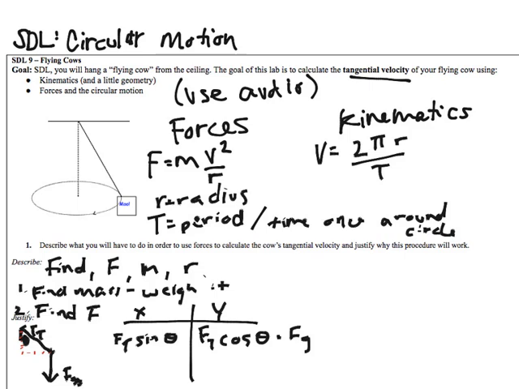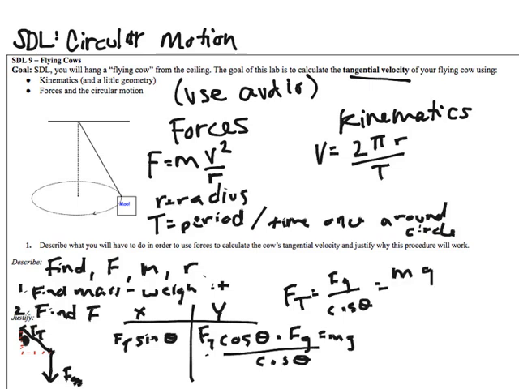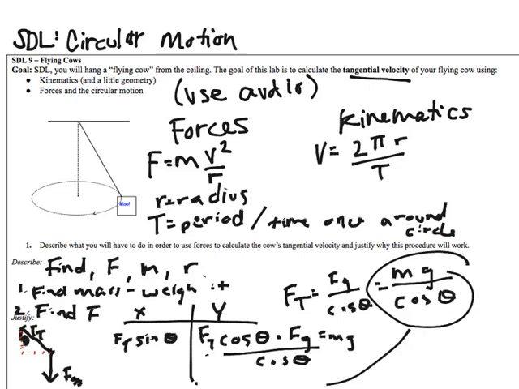We now have two equations, two unknowns. We want to know what Ft is. So we can solve for Ft by dividing both sides by cosine theta. If we do that, we'll have Ft is equal to Fg over cosine theta. We also know Fg is equal to the mass times gravity, so we can plug that in as well. So this is mass times gravity over cosine theta. And we're in fact going to plug this whole thing in for Ft.